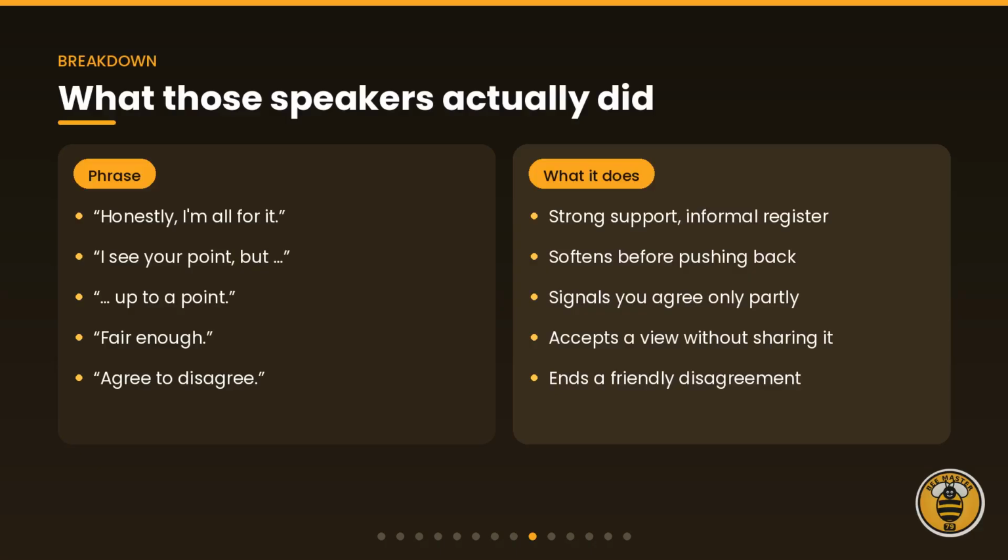Let's look at what those speakers actually did. Honestly, I'm all for it, is strong support, and it's informal. I see your point, but softens the message before pushing back. Up to a point signals that you agree only partly. Fair enough, accepts the other person's view without sharing it. And agree to disagree ends a friendly disagreement with no hard feelings.